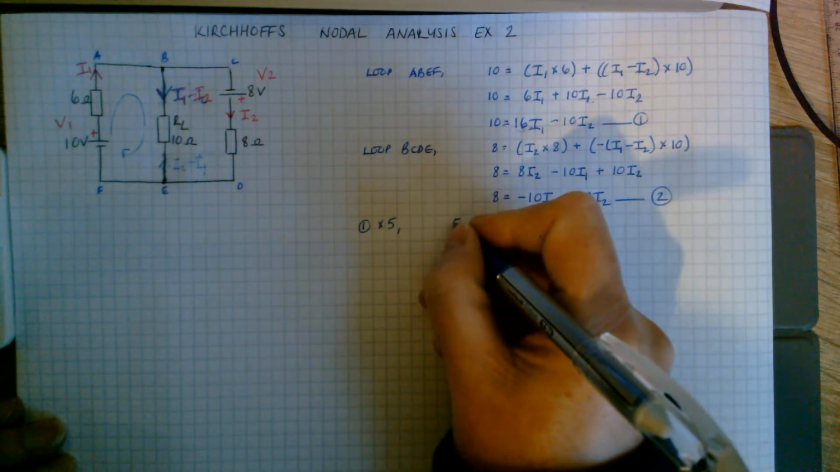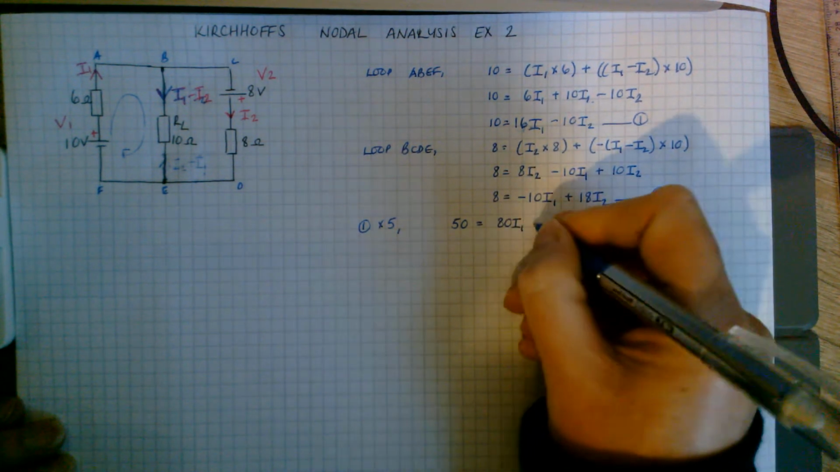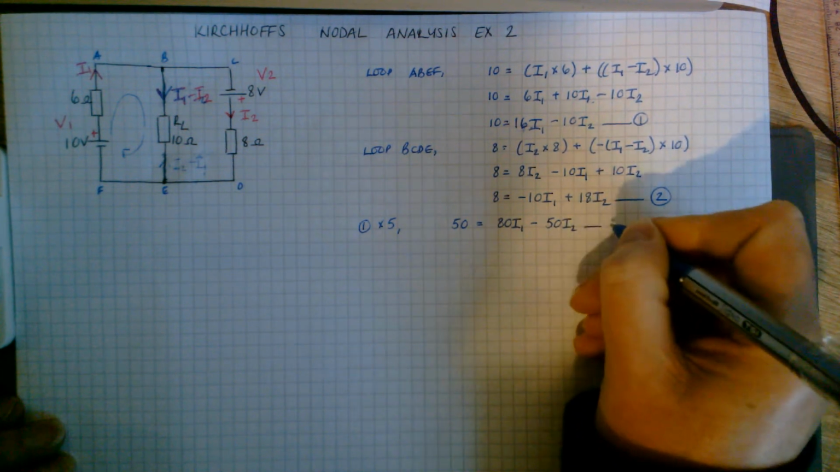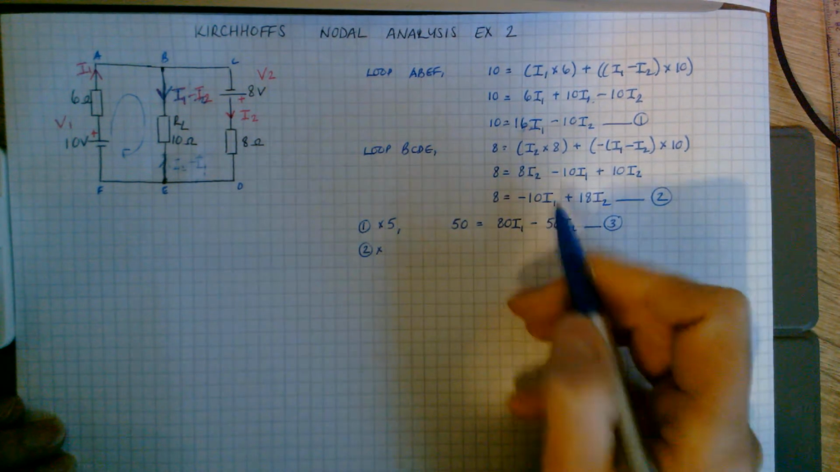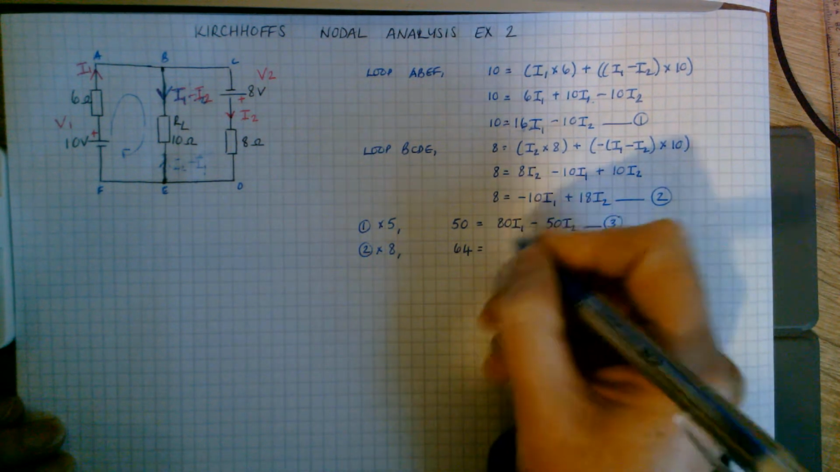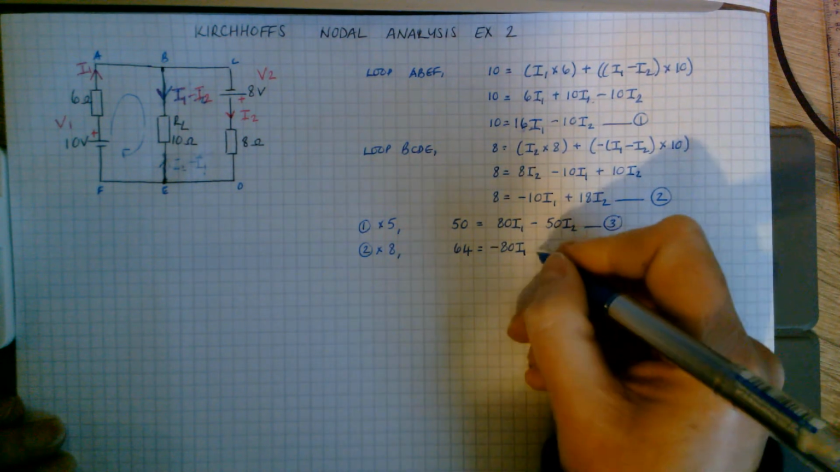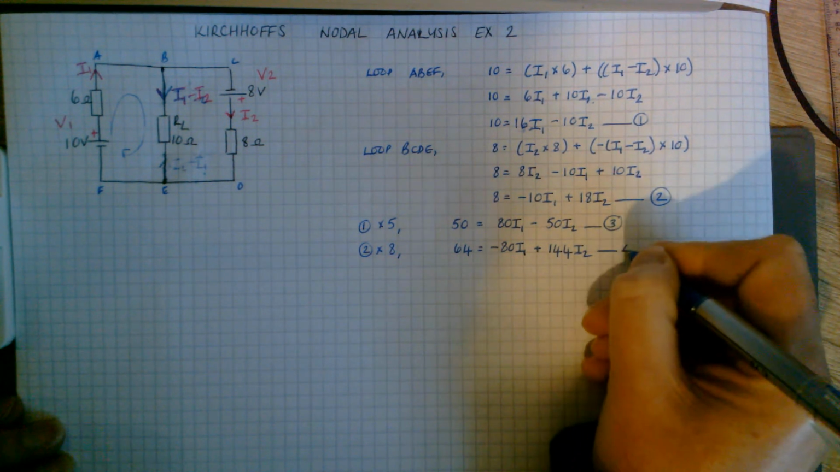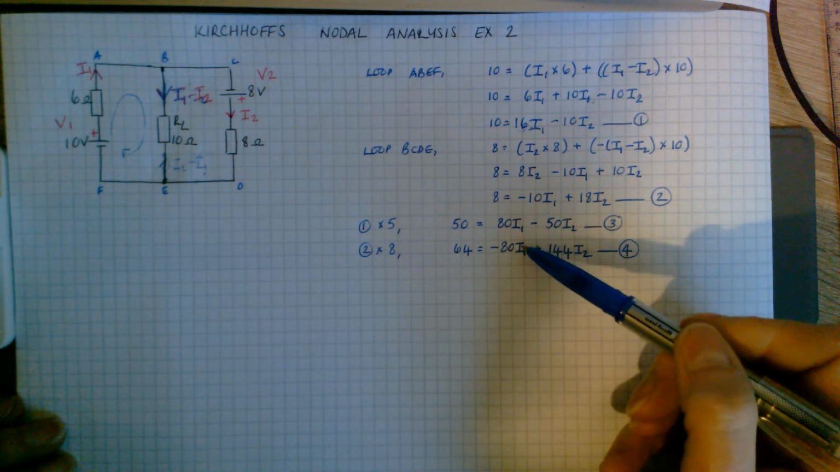So 5 tens is 50. 5 16s is 80. And 5 tens again is 50. And that's my equation 3. Then I'm going to do my second equation times 8. 8 times 8 is 64. 8 times negative 10 is minus 80. And 8 times 18 is 144. That's equation 4. Now, the reason I was looking at 80 is so that I get positive 80 in one equation, negative 80 in the other.